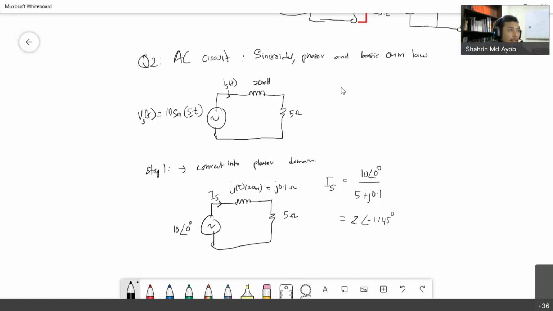So the question is to calculate I_s(t). This is actually not finished yet. You need to convert back into the time domain. So your i_s(t) has a magnitude of 2. The function used is sine, so you need to use sine: 2 sine of 5t minus 1.145 degrees. This is correct. So if the question gives you a sine function, your final answer in time domain must be sine.